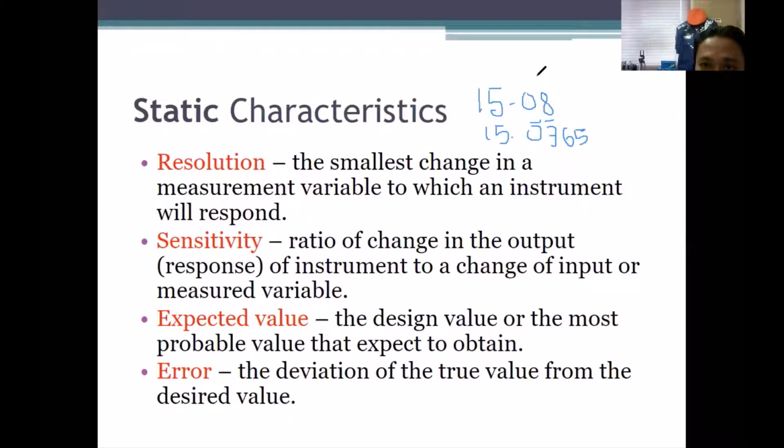The next characteristic is the sensitivity. Sensitivity is the ratio of change in the output response of the measurement to the change of the input or measured variable.